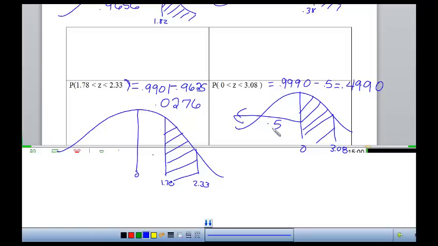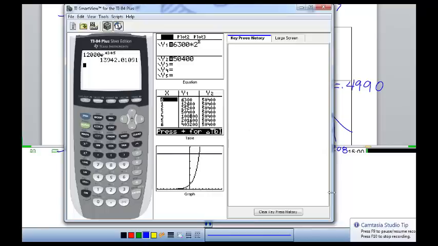Now, let's take a look at how we would do this on our calculator. We're going to go back and look at some of those and how we would do them on the calculator. So let's do the one where we were looking at the probability of 1.78 being less than z, less than 2.33. We're going to use what's called normal CDF. And the syntax for that, let me write that real quickly.